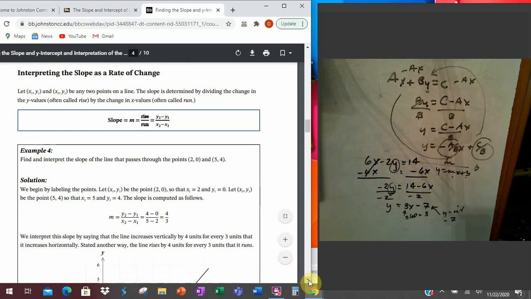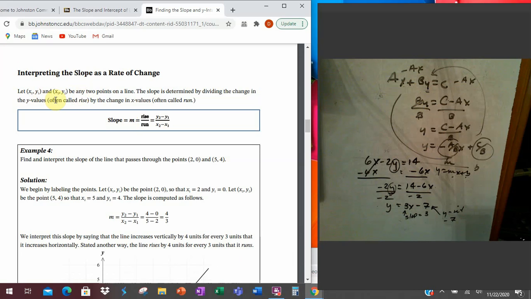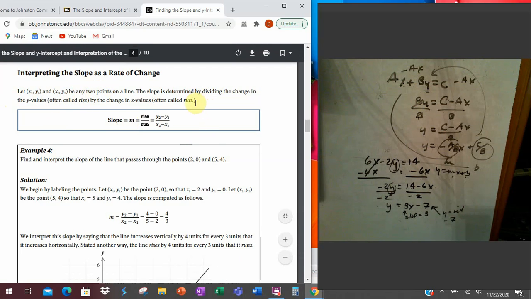Okay, so here's just a different interpretation, and here I drew this picture, and I've already introduced this. Let (x1, y1) and (x2, y2) be any 2 points on a line. The slope is determined by dividing the change in the y values, also called the rise. How much have I gone up when I go so far in the x direction, or the run? So if I'm moving from P1 to P2, I've gone a distance of x2 minus x1, but now I've gone up the hill by y2 minus y1.